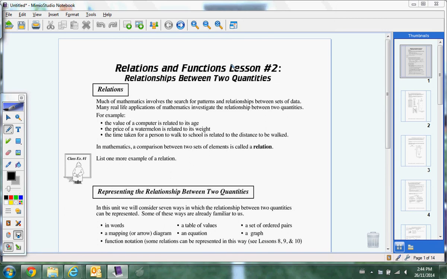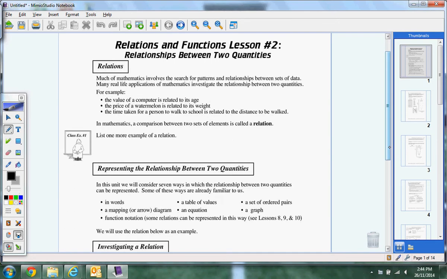So now our unit 7, lesson 2, okay? Relationship between two quantities. So it's just kind of the idea between x and y. So relations: much of mathematics involves a search of patterns, relations between two sets of data, your input, your output, your x, your y, okay? They also do time and distance or time and height. A lot of different things can be related, but most of the time we're talking about x and y.